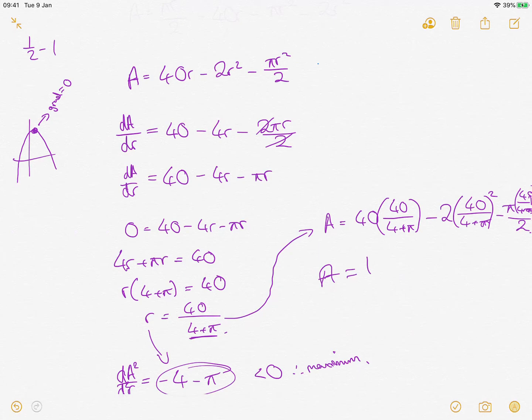All right, yeah, let's just do it. 40 squared would be 1,600. So that is 3,200 over 4 plus pi. Then it was r squared. So, oh wait, that'll be squared as well. Then minus pi.